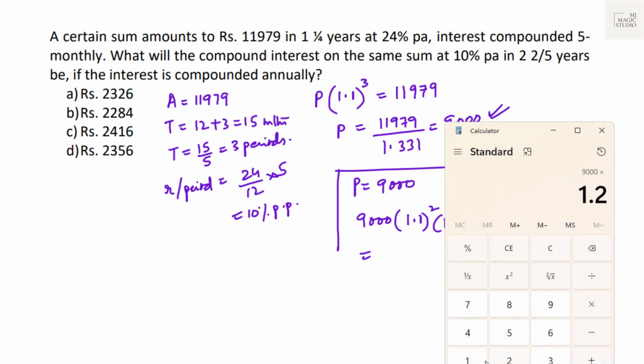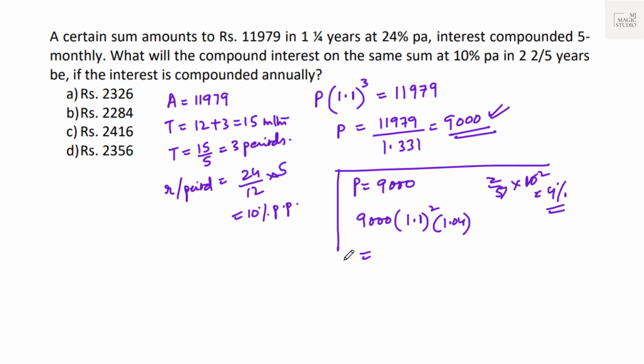So what will be that amount? 9000 into 1.21 into 1.04. That will give us 11325.6. Minus 9000 will give 2325.6. So the compound interest would be 2325.6 and option A is the pick, 2326.